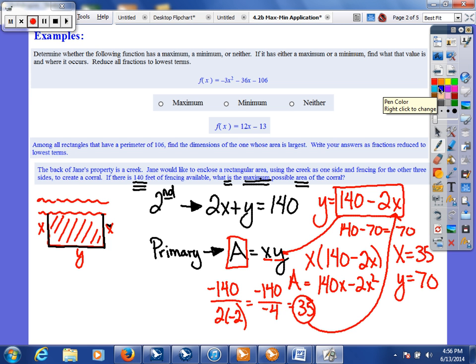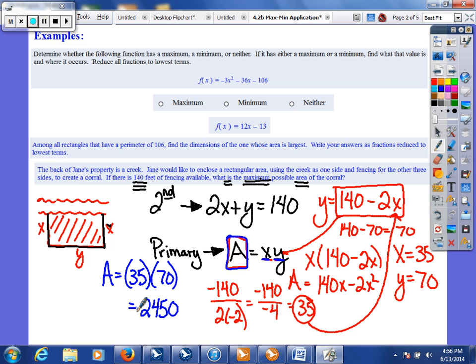They're asking for what is the area. Remember, I put a box around it? This is what they're asking. So now I need to multiply the x and y. So my maximum area is going to be 35 times 70, and what you end up getting is 2450. In this case, it's going to be square feet. That would be the area that maximizes that corral. Okay? And so that's good to know. And that's how we end up doing it.